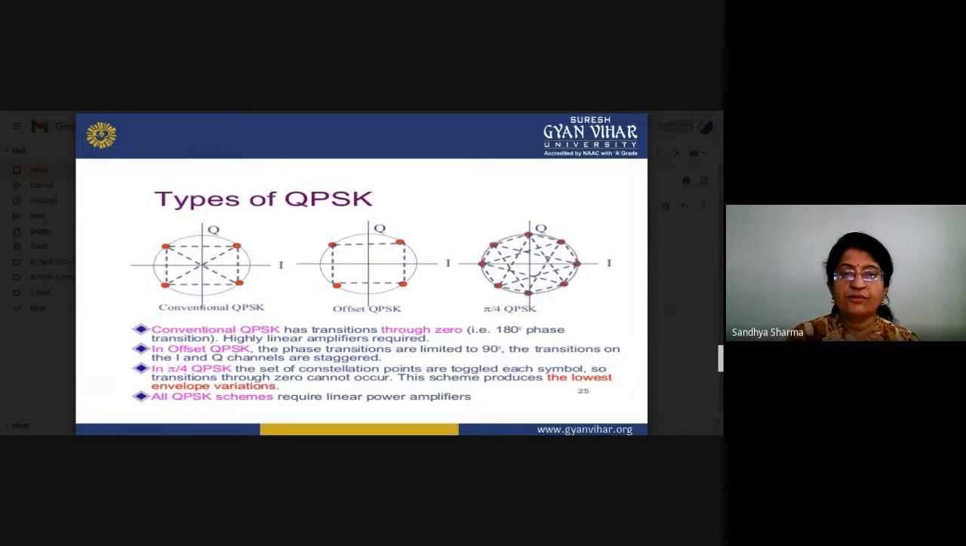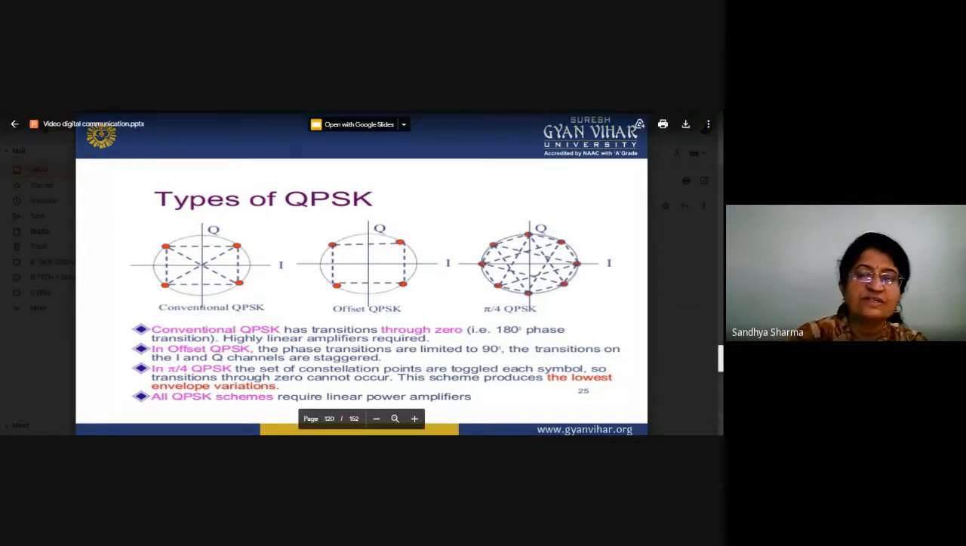So in pi by 4 QPSK, there is a set of constellations. Pi by 4 means the angle between two points is also maintained. So the transitions through zero cannot occur. So that is basically the scheme with the lowest envelope variation.